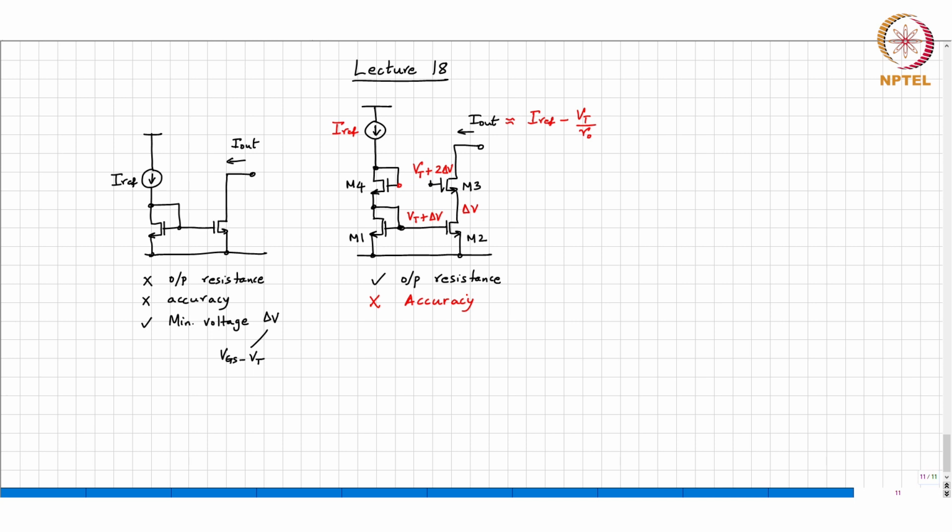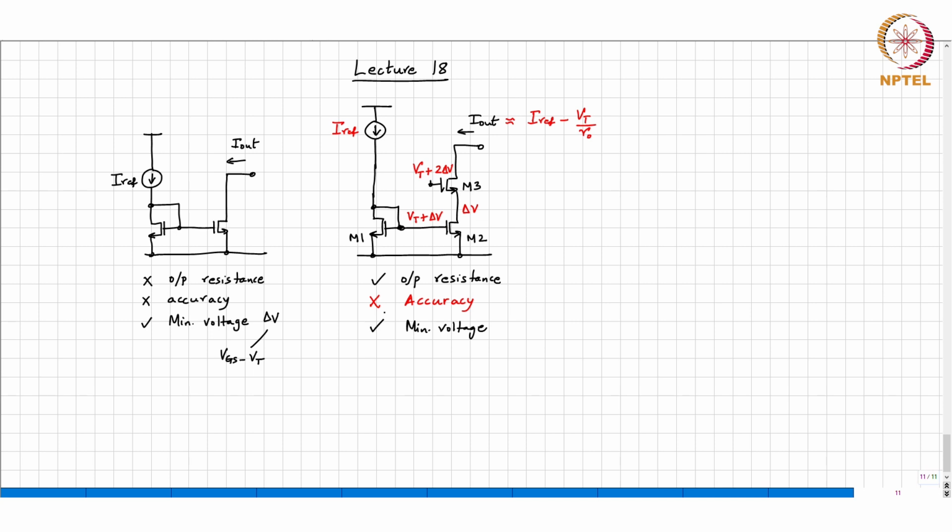But what comment can we make about the minimum voltage though? What is the minimum voltage needed to keep, to make this behave like a current source? How do you get 2 delta V? The drain potential can go one threshold below the gate, and the gate of M3 is at VT plus 2 delta V. So the minimum drain potential is 2 delta V.